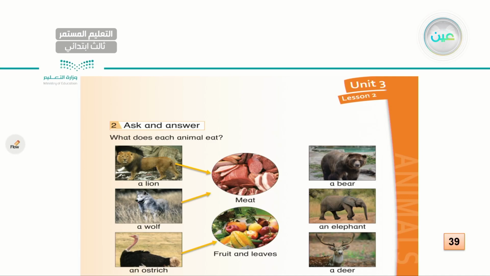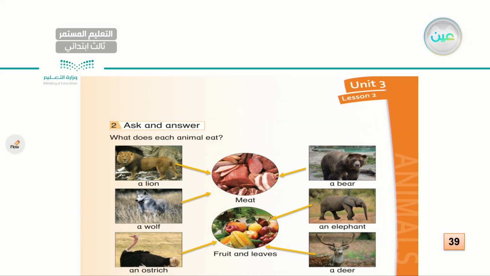Let's go to the next part. I have a bear here. What do you think bears eat? A bear will, very good, again, eat meat or fish. Okay, how about an elephant? Although it's huge and big, it will definitely go for fruit and leaves. And for the last animal here, a deer will go again for fruit and leaves.